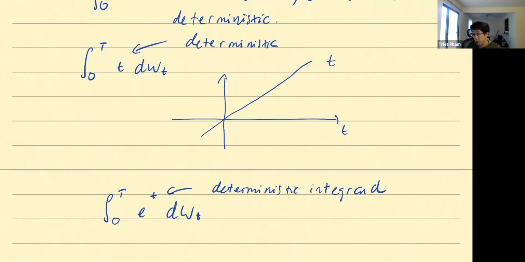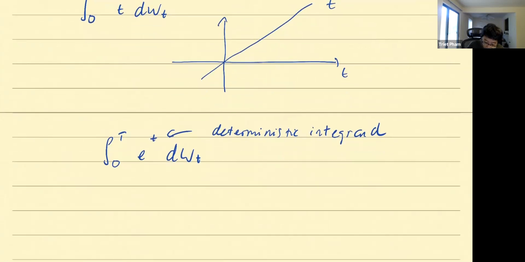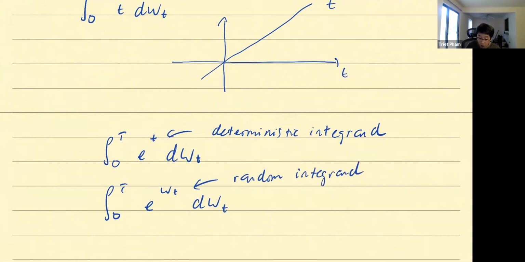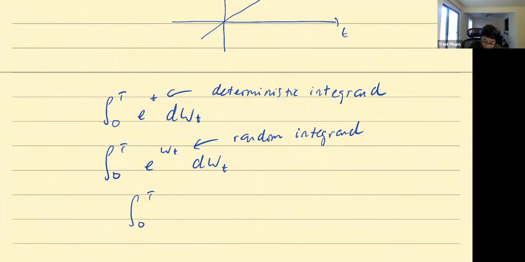What is a random integrand? A random integrand is anything that's based on Brownian motion. For example, this. This is a random integrand because the Brownian motion is random, or more simply, this is a random integrand. Okay.